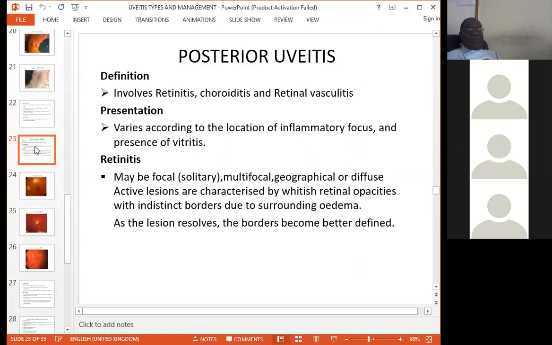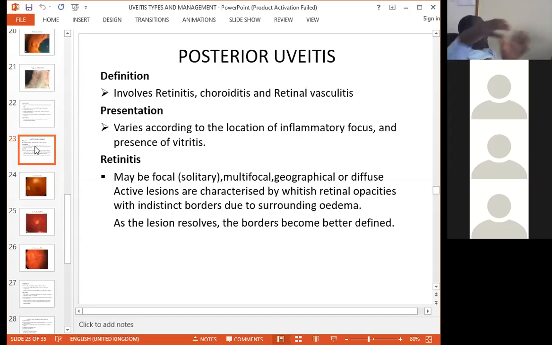Okay, sorry. Posterior uveitis involves retinitis, choroiditis, and retinovasculitis. The retina is inflamed, or the choroid is inflamed, and you have vessels on the retina, all showing inflammation. That's what is referred to as posterior uveitis.